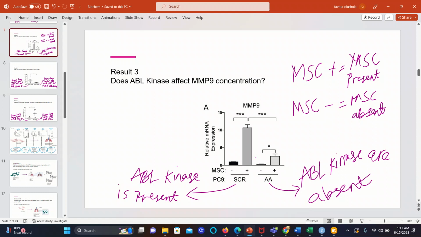Within these two groups of PC9 cells, we have some cells where MSC is absent and some cells where MSC is present. Here MSC is absent, here MSC is present. And then we're looking at what effect the presence and absence of ABL kinase has on the concentrations of MMP9 within those cells.